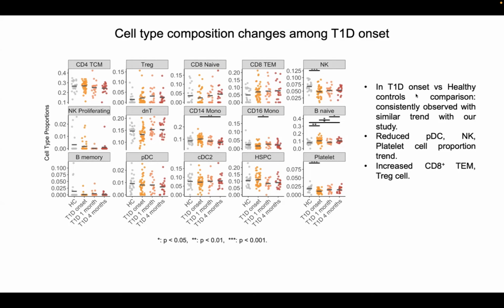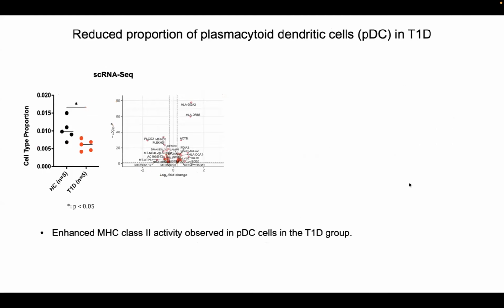So when comparing the T1D onset with the healthy control, we observed a similar trend to our study, like reduced pDC and reduced NK cell proportion, and increased CD8 positive TM cells and Treg cells. And by cross-checking our single cell result with this public data, we could find a reduced proportion of plasmacytoid dendritic cells in T1D.